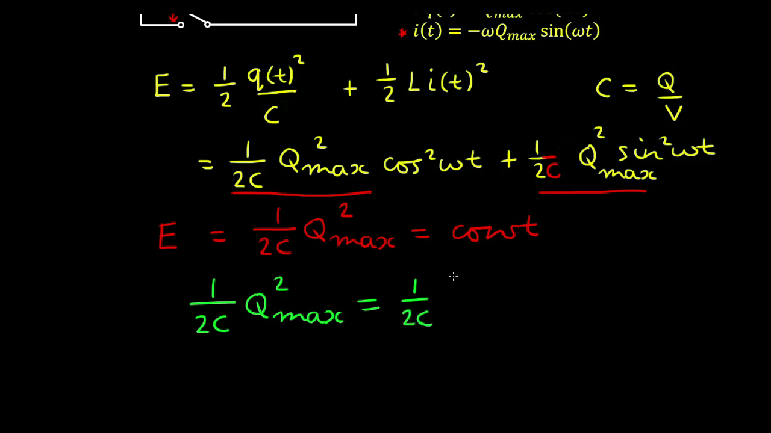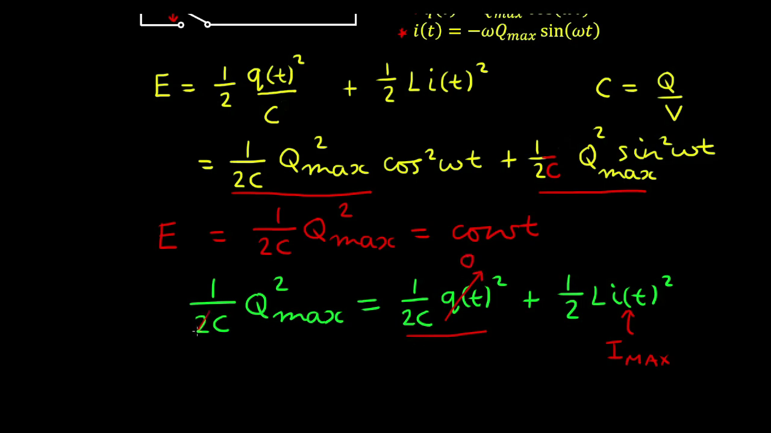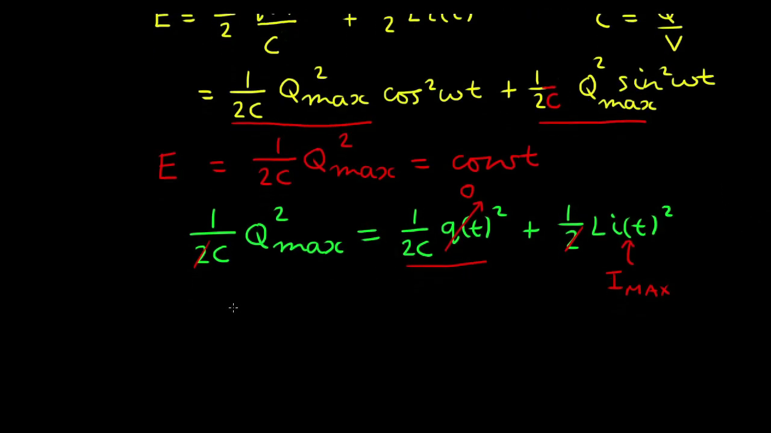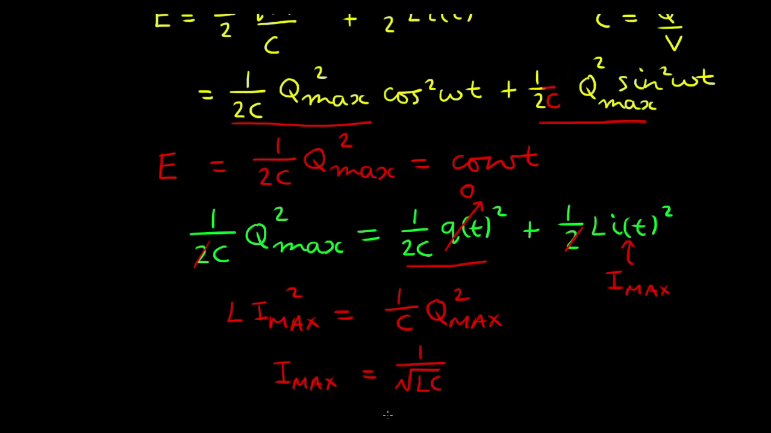So we have 1 on 2C by Q of t squared plus the energy stored in the inductor at time t. So if we want the maximum current in the inductor, we have the case where the capacitor is completely discharged. And we saw that in our solution. So for that case, Q at time t is 0, and cancelling out the half on both sides, we get L i max squared is 1 on C by Q max squared. Or the maximum current is equal to 1/root LC, which was the angular frequency, by Q max.